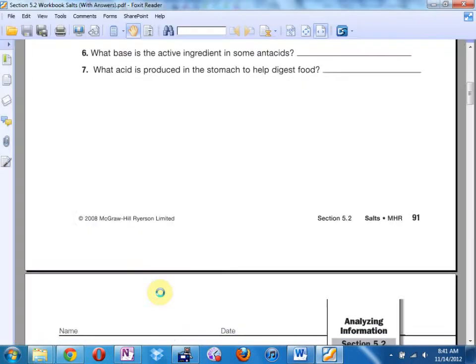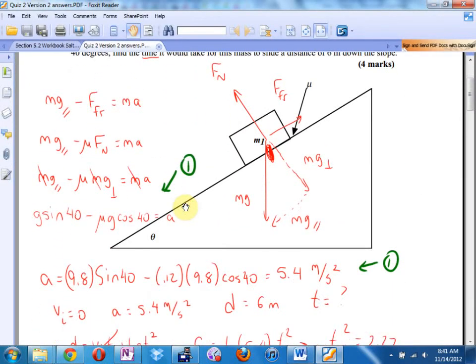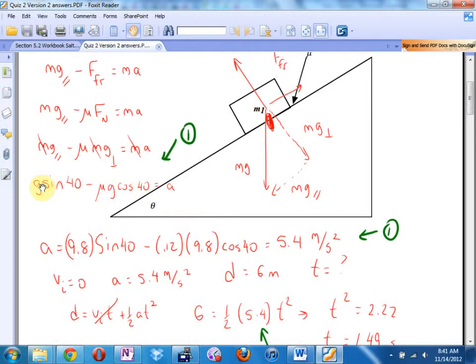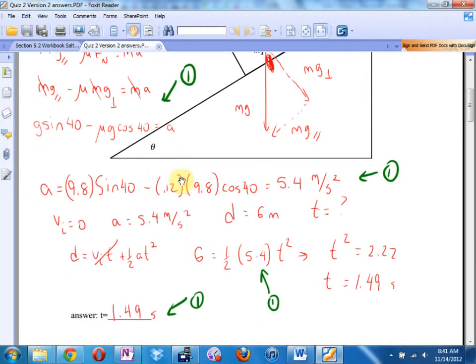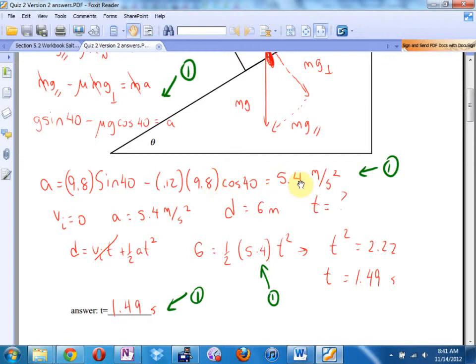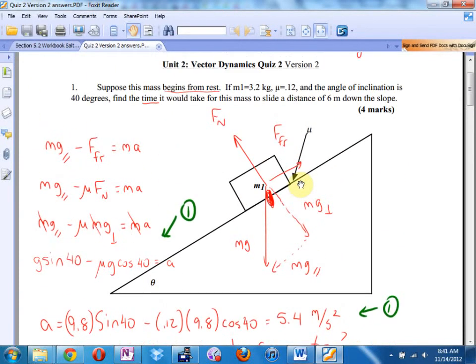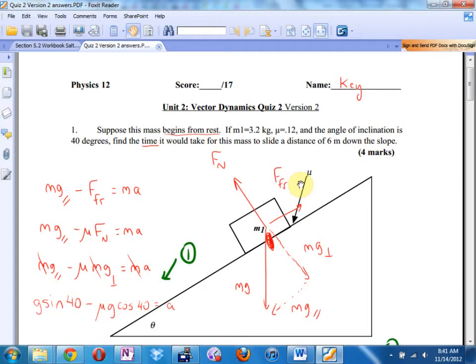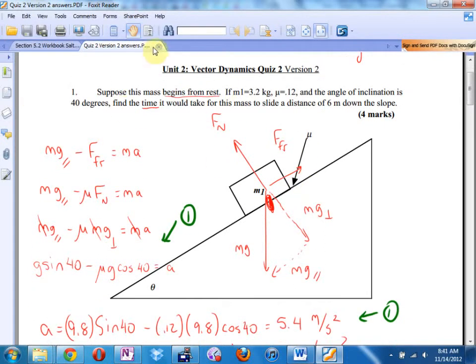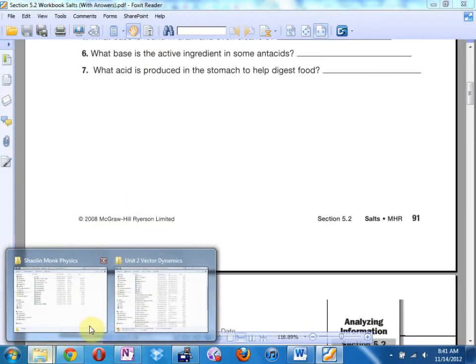Quiz 2 answers. I gave you 1 mark if I saw g sine 40 minus mu g cos 40 equals a. Wow, why do I have 5.4 here? This is the same one? Oh, different angle. You know what? This is quiz version 2. No wonder I'm freaking out for a second there.